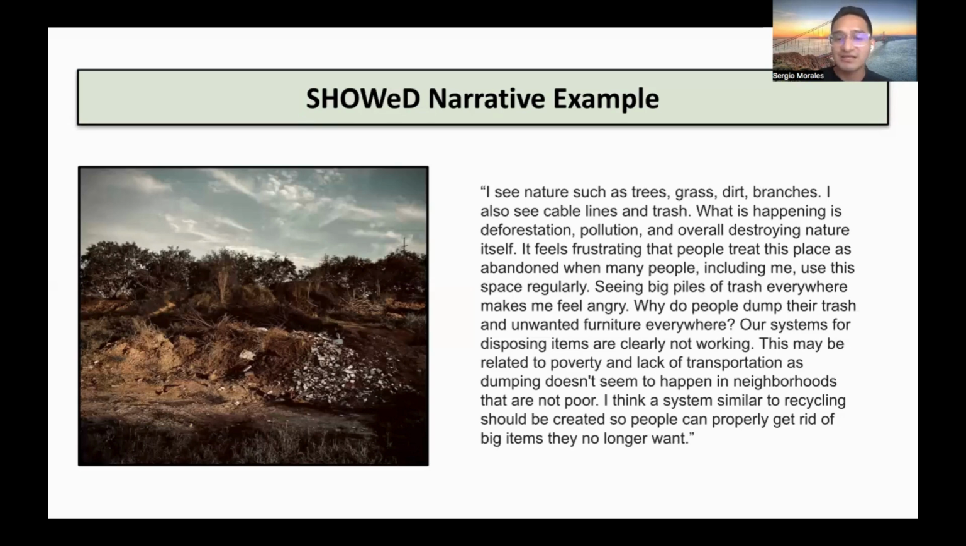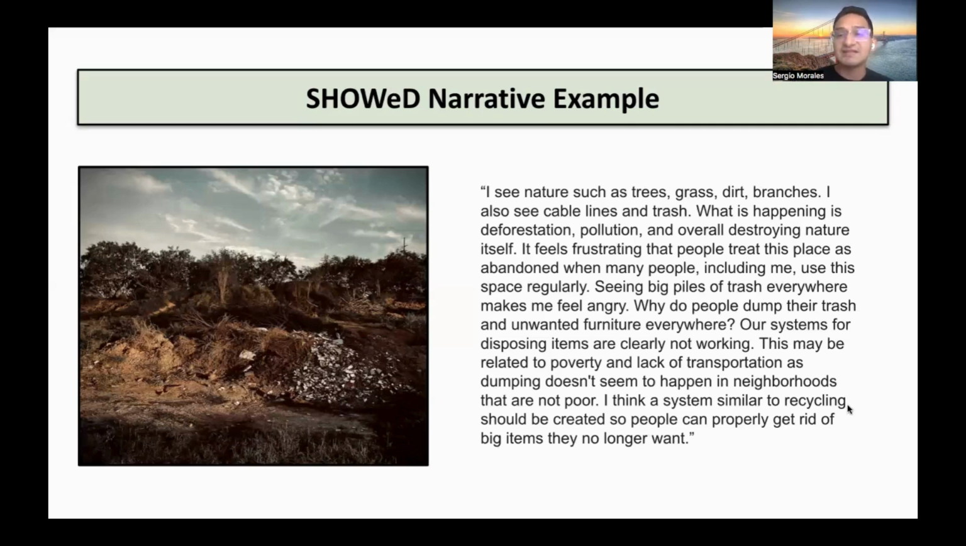Why do people dump their trash and unwanted furniture everywhere? Our systems for disposing items are clearly not working. This may be related to poverty and lack of transportation, as dumping doesn't seem to happen in neighborhoods that are not poor. I think a system similar to recycling should be created so people can properly get rid of big items they no longer want. End quote. So this is the narrative that she wrote.